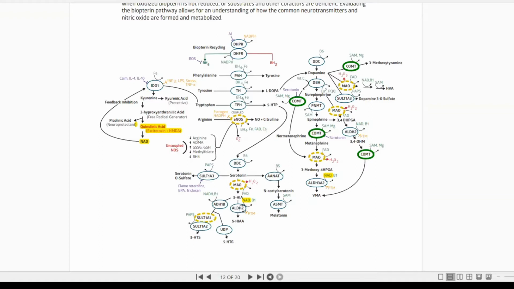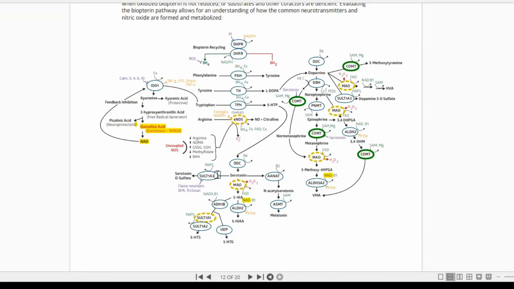So this is some of the things just to really look at. Tyrosine goes over here to our dopamine. Tyrosine is also a part of our thyroid hormones. So whenever we see imbalances in thyroid hormones, you also have to start thinking about what's going on with tyrosine.